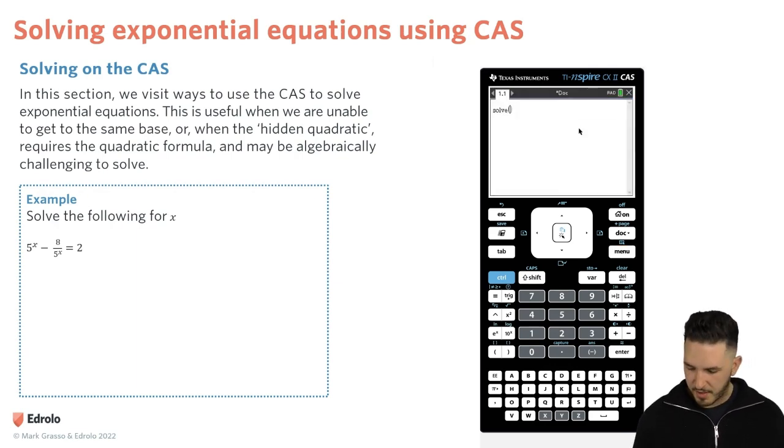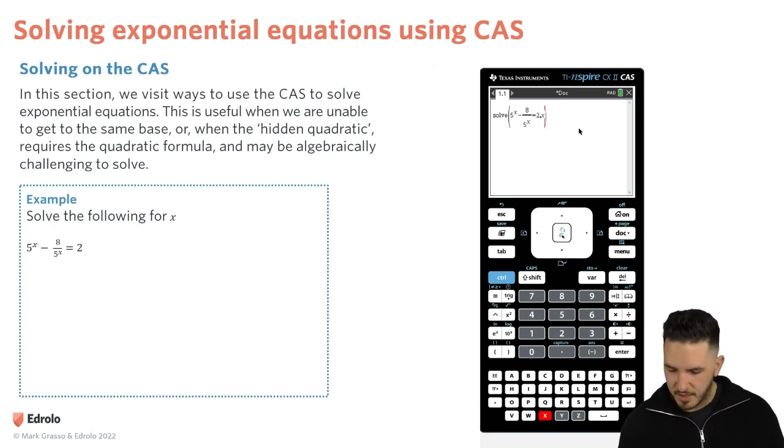So we're going to solve 5 to the power of x minus 8 divided by 5 to the power of x. Oh, what's happened there? 5 to the power of x equals 2, comma x, I should say.